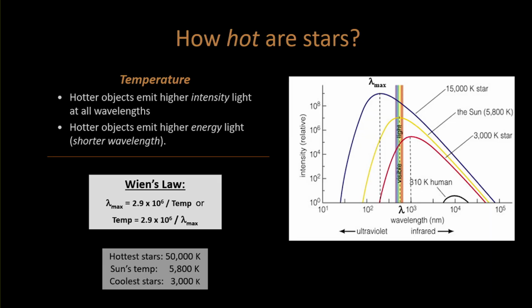What's the range? You can see here, the hottest stars can be upwards of 50,000 degrees. Our sun about 5,800. The coolest stars right around 3,000 or so. So there's a pretty good range there, but not nearly as much as luminosity. Okay? So we now know the temperature of stars. We know their luminosity, all from examining their light.